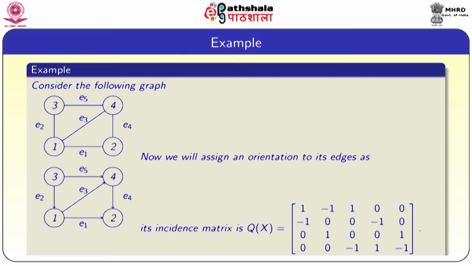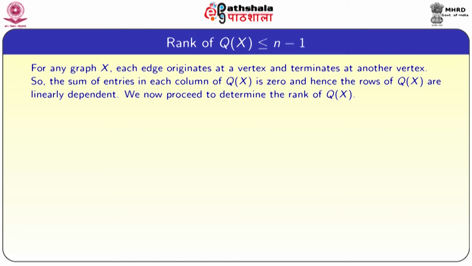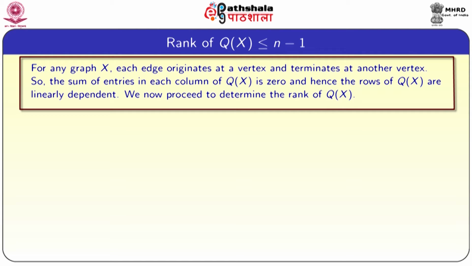Now, we will see a few properties of this -1, 0, 1 incidence matrix. The first property is that the rank of Q(X) is less than or equal to n minus 1. In that example we already discussed, but again we will state: for any graph X, each edge originates at a vertex and terminates at another vertex, so the sum of the entries in each column of Q(X) is 0, hence the rows of Q(X) are linearly dependent. We will now proceed to determine the rank of Q(X).